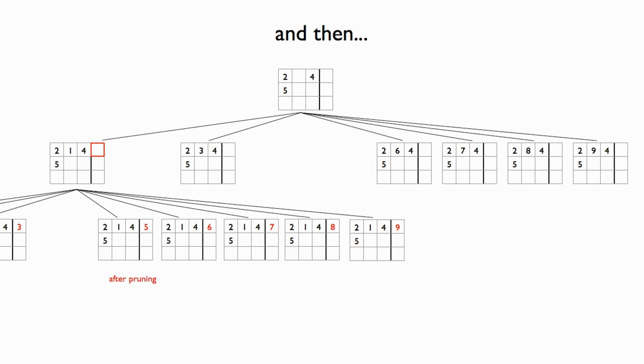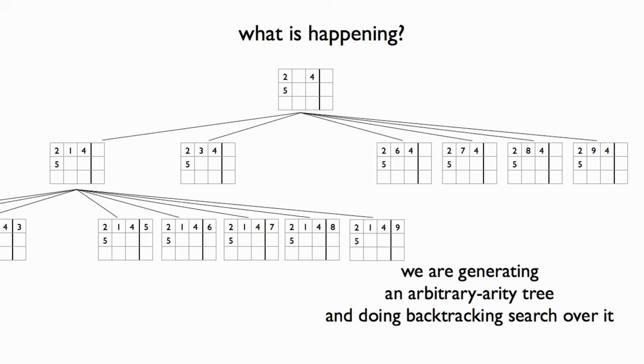What are we doing? What I want to say to you is that there's 3 crucial aspects to what's going on here. We are generating an arbitrary arity tree, and we're doing a backtracking search over it. Those are the 3 things. Let me explain them in turn.